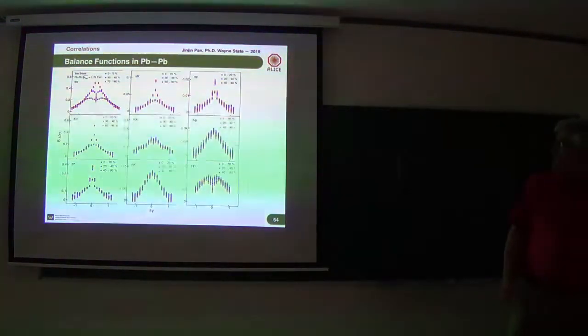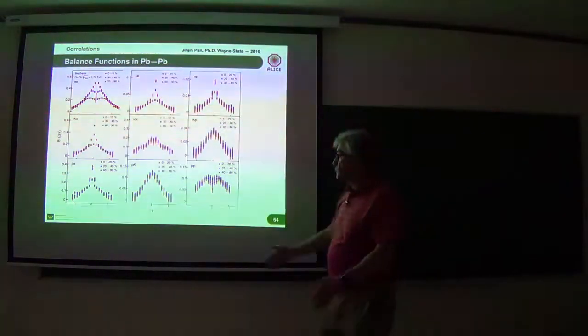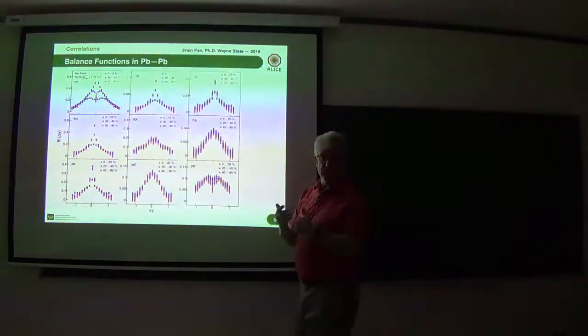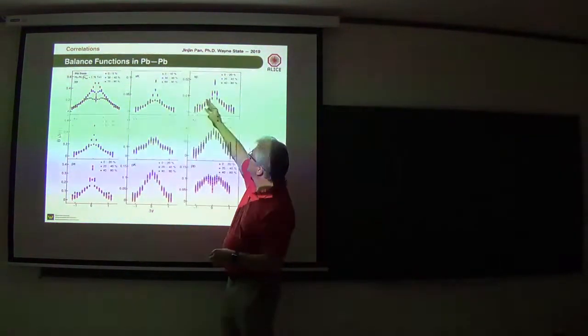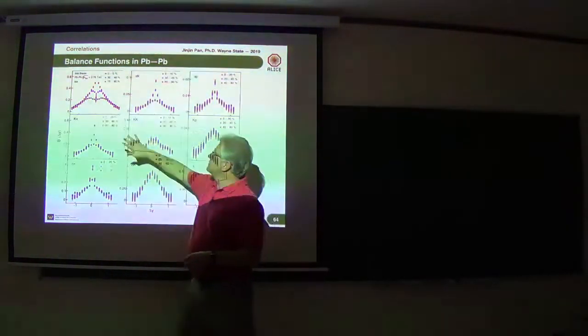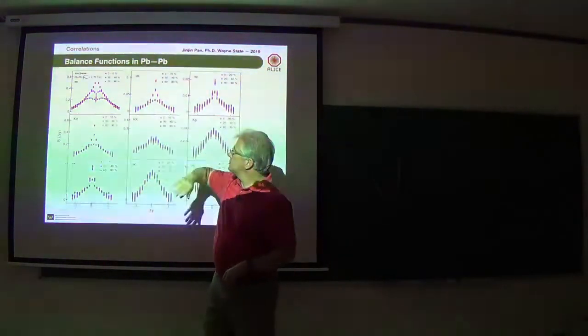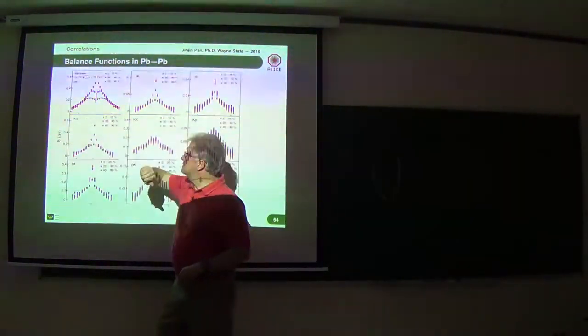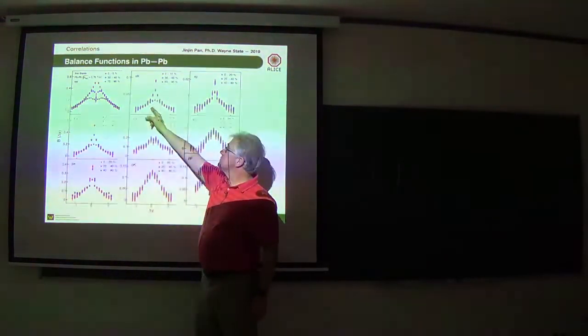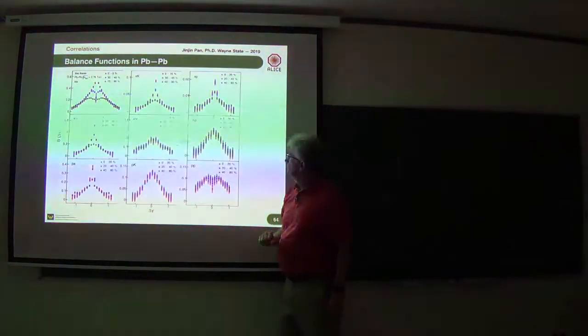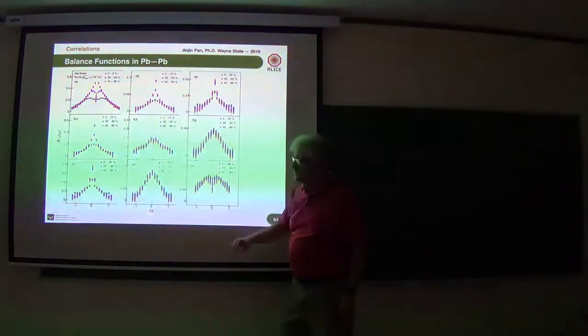If you're interested, we can look at this as projection onto the delta y-axis. It's easier to see how things are changing. So again, pi pi, pi k, pi p, and so on. You can see that the pi pi is changing a lot. Much of this change, of course, is due to HBT. Pi k is also changing, but here there's no HBT. PP is not changing a lot.